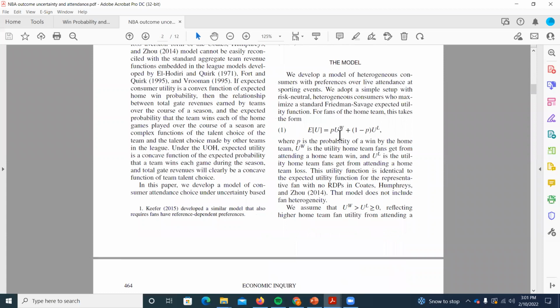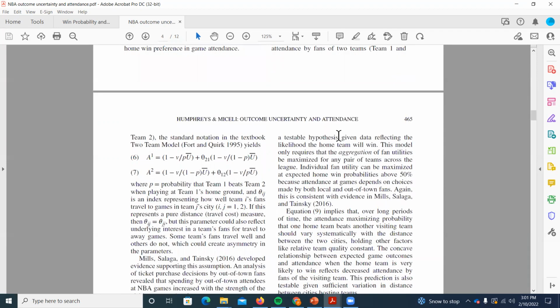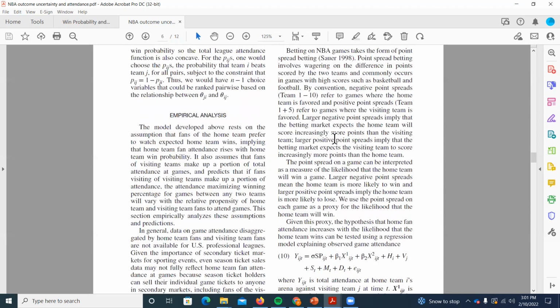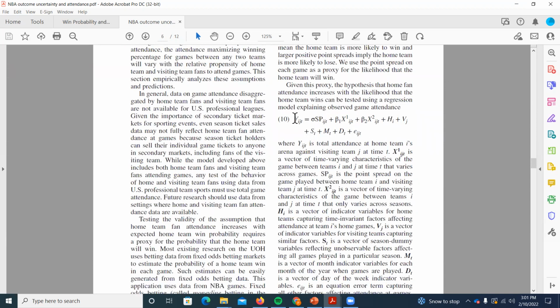So I see an equation. Okay, they're just talking about utility functions. So I keep scrolling down. I want to find my regression equation. Keep going, keep going. I know it's in here. Here we go. All right. So I've got this regression equation where y is going to be attendance. So my dependent variable, the variable on the left-hand side, is attendance. And x is a vector of time varying characteristics.